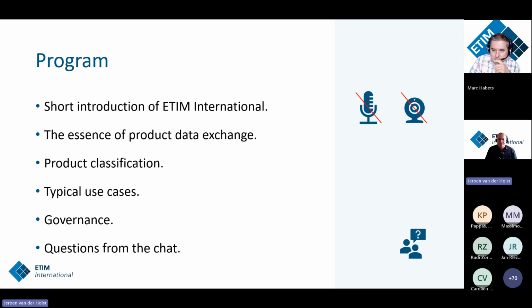And today we'll start with the fundamental basics. First of all, a short introduction of ETIM International and the ETIM standards. We will talk about the essence of product data exchange. We will talk about product classification and what it means to have it in your business. We will touch upon some typical use cases, and we will clarify the governance of the standards, how we organize that.